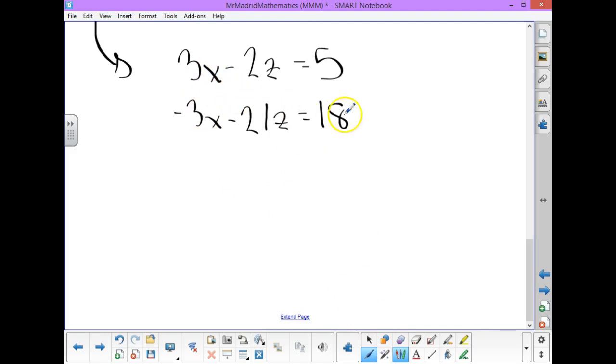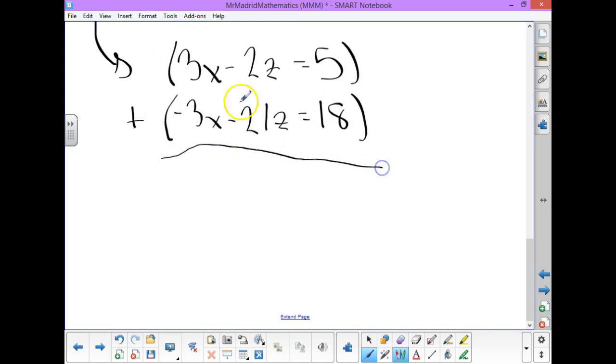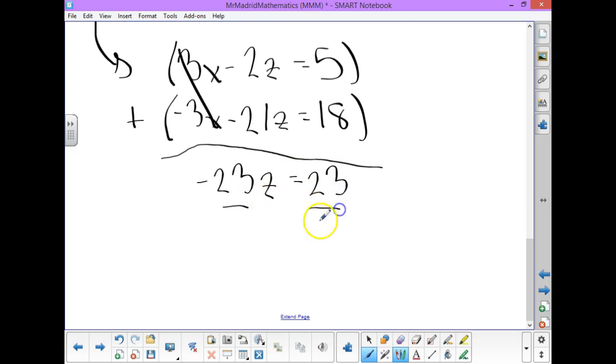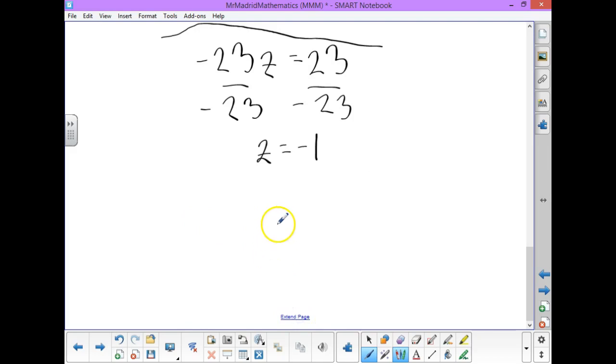So now that I've got opposite coefficients, I can add them. This whole equation with this one. Check that out. Boom, done. This is negative 23z equals 23. Okay, divide by negative 23 to both sides. And z equals negative 1. Okay, so let's move on to step 4.